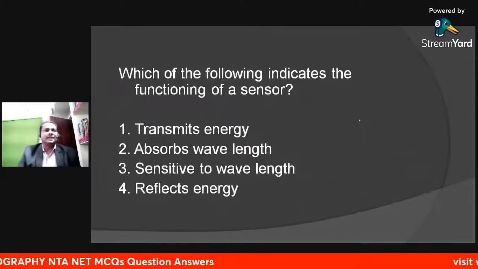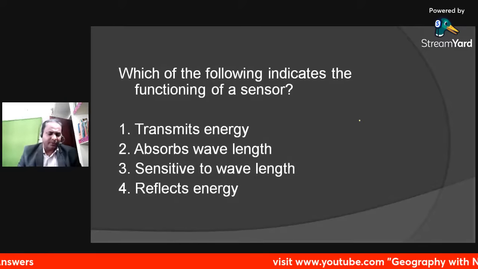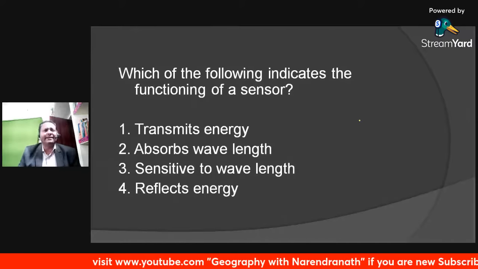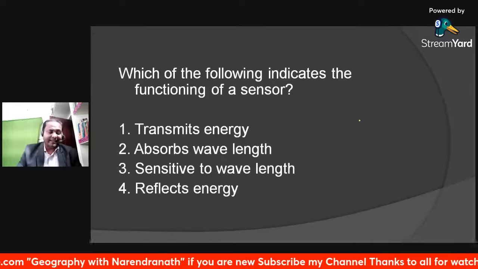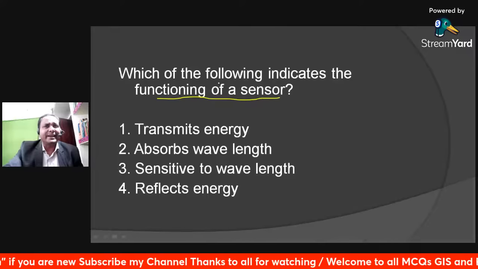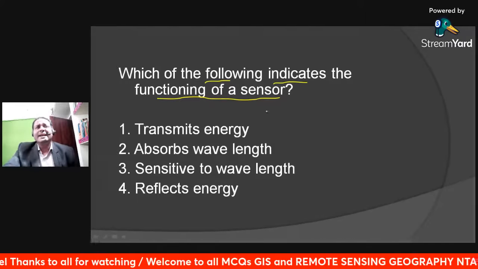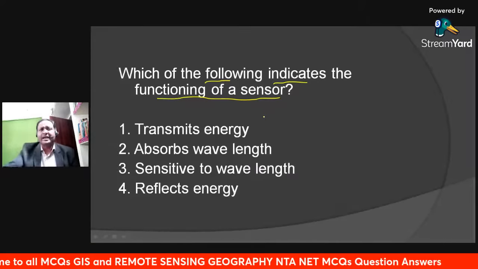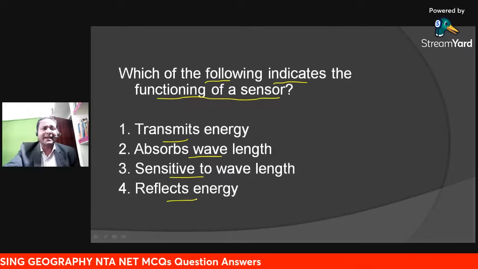Next, another question: which of the following indicates the function of a sensor? It is very important. The function of a sensor: transmit energy, absorb wavelength, sensitive to wavelength, or reflect energy. So what indicates the function of a sensor? Basically, read the question two times. The options are: transmit energy, absorb wavelength, sensitive to wavelength, and reflect energy.